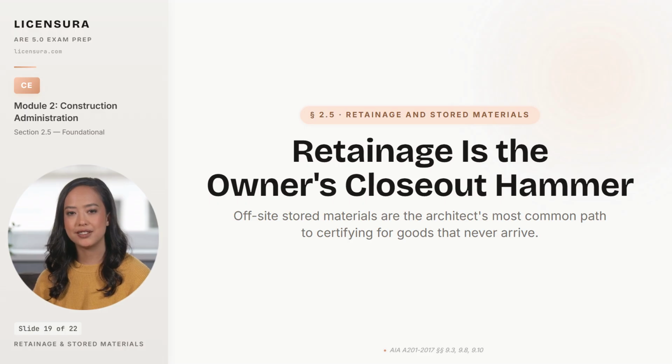Most architects can recite the retainage percentage from memory and yet still get the closeout question wrong on the exam. Retainage is the percentage withheld from each progress payment, typically 5 to 10% depending on jurisdiction and contract, and the owner holds the withheld money as security for completion. The reason retainage matters is that it is the only real hold the owner has at the back end of the project, when the contractor is 99% done and stops responding to closeout requests. Without retainage in the bank, the owner is reduced to begging or suing. With retainage in the bank, the contractor finishes the punch list.